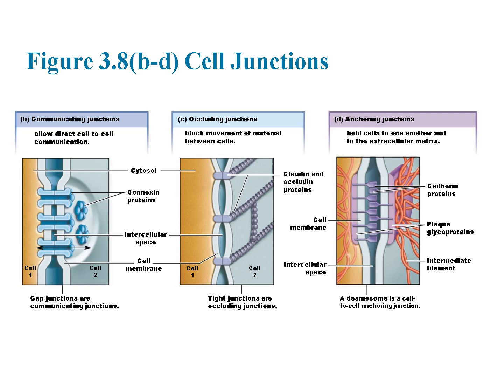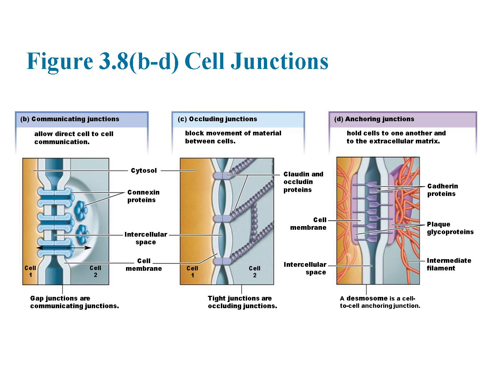Next, we've got occluding junctions, also called tight junctions. These act like zippers, sealing the space between cells. Their job is to block the movement of materials between cells, creating a barrier. For example, in your intestines, these junctions prevent harmful substances from sneaking into your bloodstream.